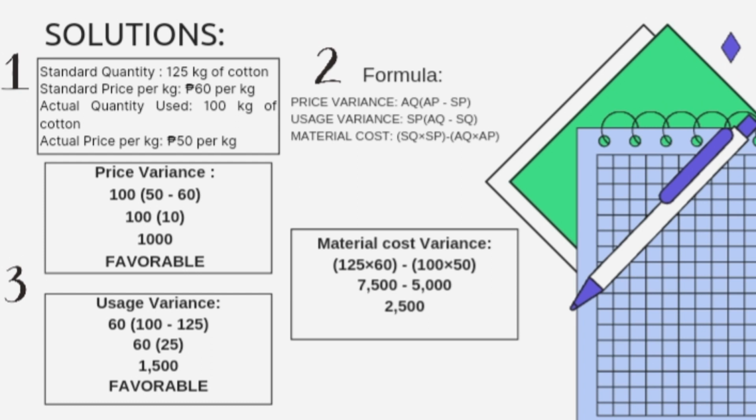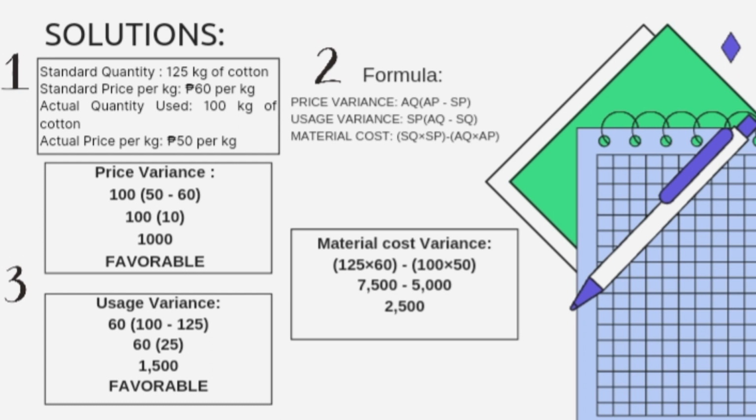So 50 minus 60 is equal to negative 10, or simply put 10. And then multiply it to the actual quantity, which is 100. And the answer would be 1,000. It is considered as favorable because the actual price is much lower than the standard price.